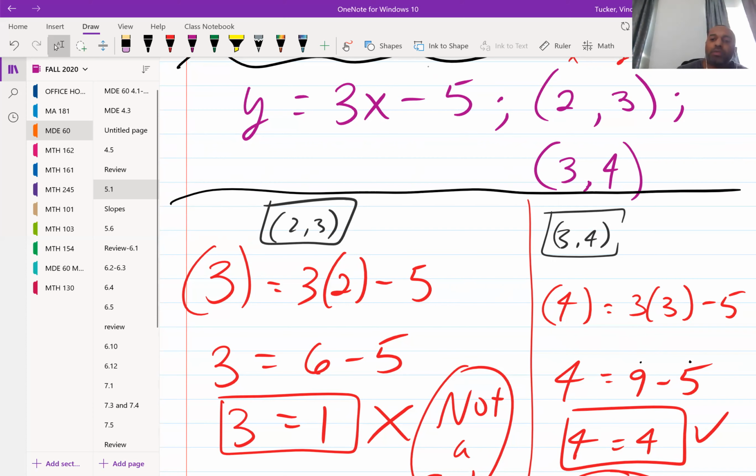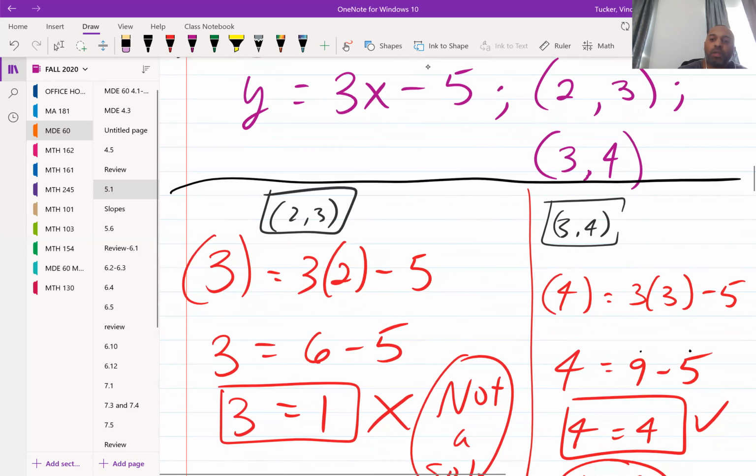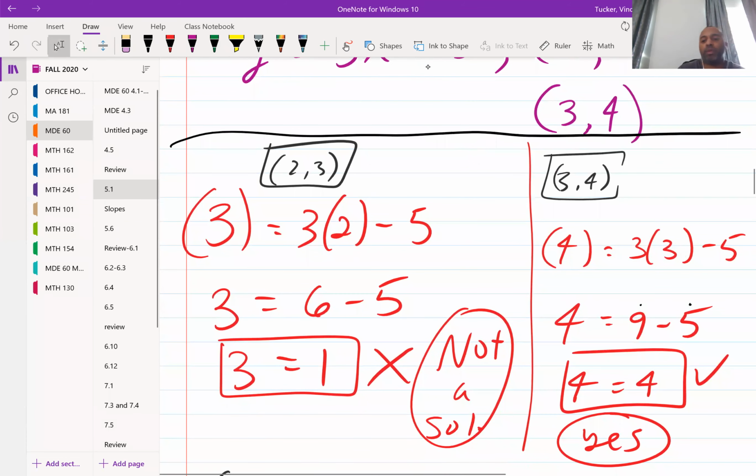And then the next one over here to the right, I plugged in (3, 4). And that one ended up working out for us. 3 times 3 is 9. 9 minus 5 is 4. And so that means it is a solution. 4 equals 4.